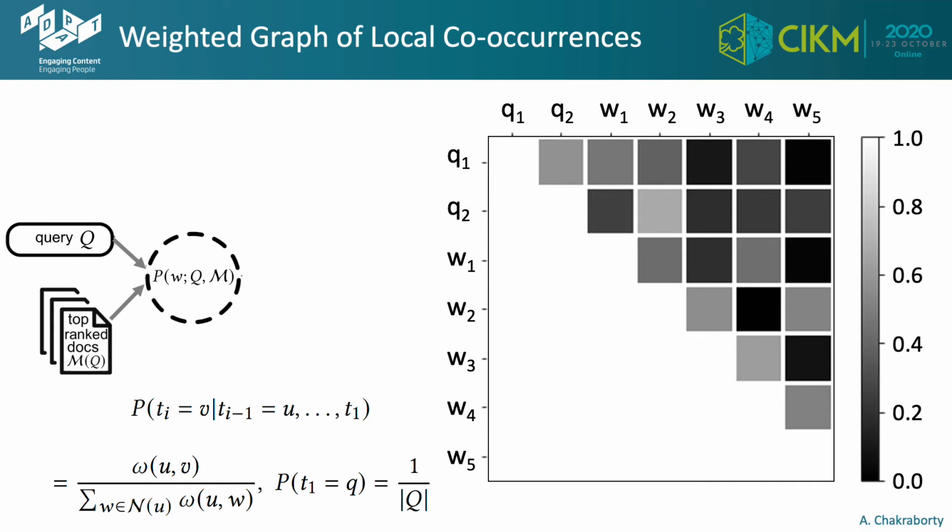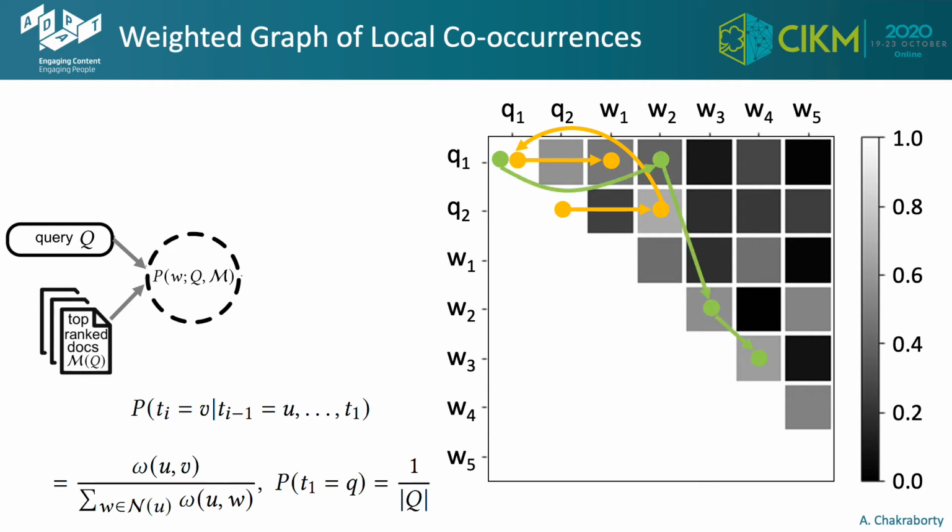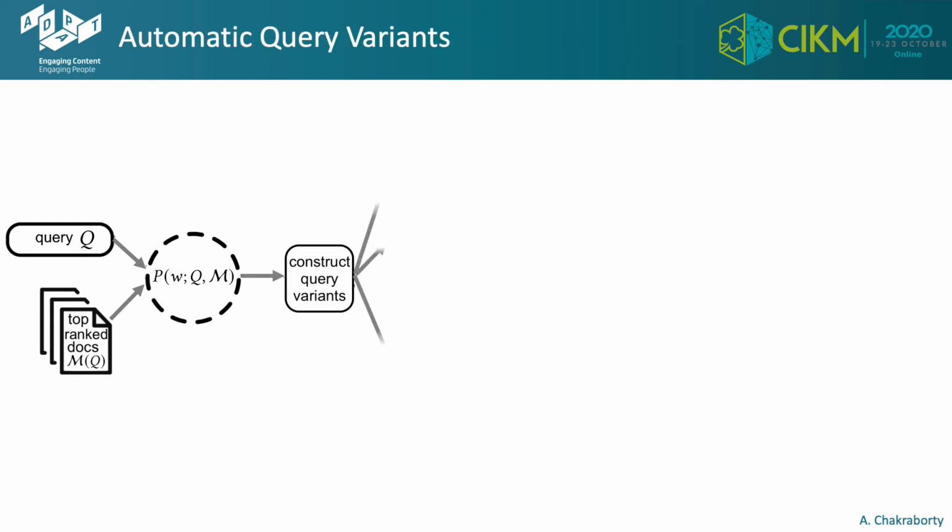To select a candidate query variant, we initiate a random walk from one of the query nodes chosen with a uniform probability. The yellow-colored walk starts from the query term Q2. The walk then visits node W2, that is, a word which has a relatively high co-occurrence likelihood with Q2, as seen from a light shade of gray. The walk then continues to Q1 and terminates at W1, thus generating a query variant Q1 hat: Q2, W2, Q1, W1 of the original query Q. Another walk, Q2 hat, starts from Q1 and continues to W2, W3 and W4.